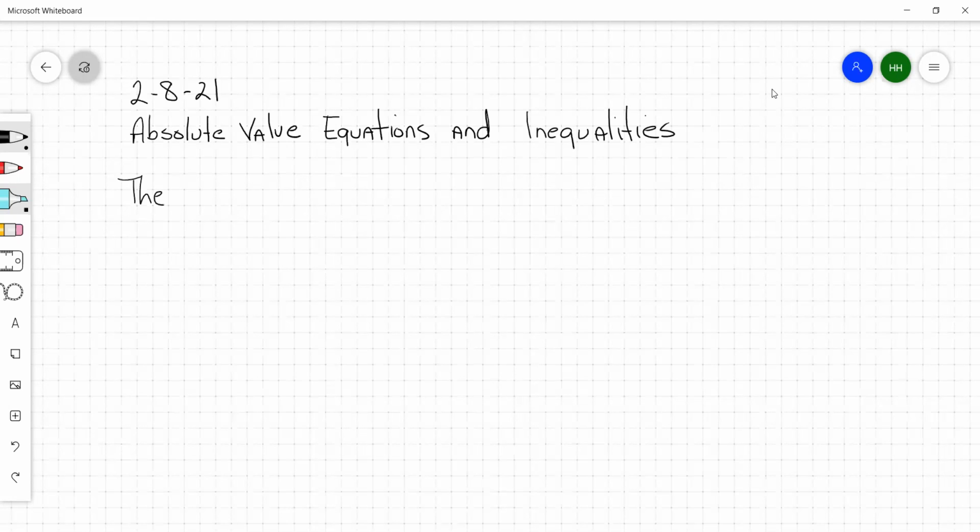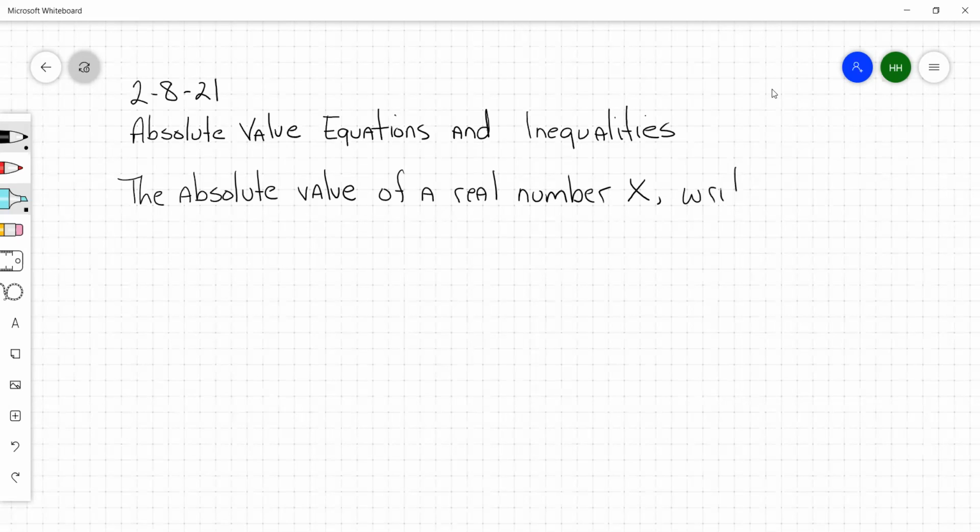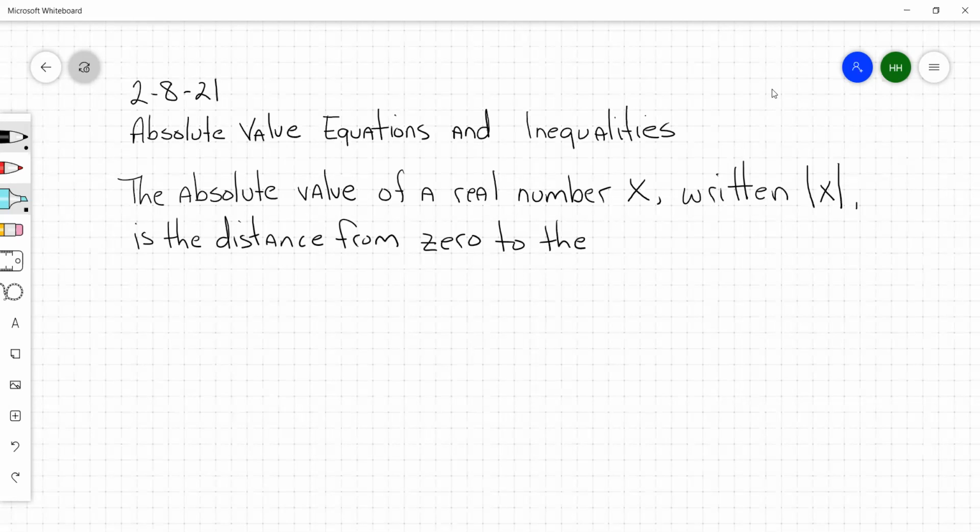All right, the absolute value of a real number x, written |x|, is the distance from 0 to the number on the number line.